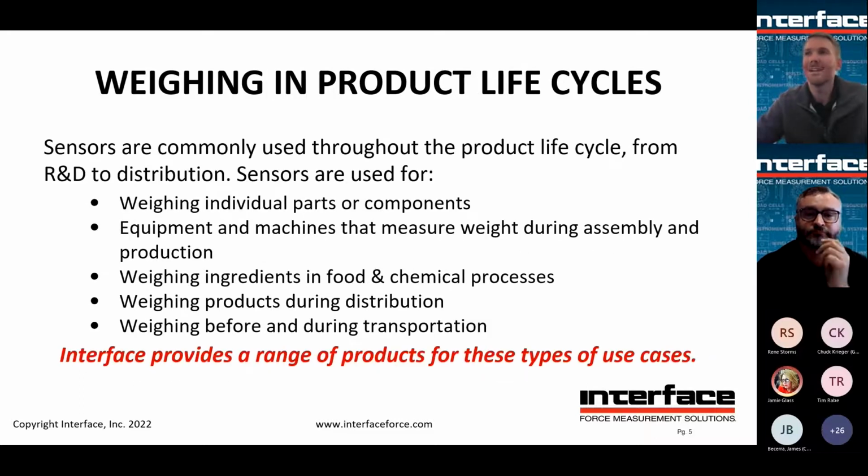So, weighing in product life cycles. Look around you. Everything you see has been weighed on average 5 to 7 times before it ever gets to the consumer. Raw materials, in-process goods, final inspection, transportation, at the grocery store, on the side of the highway, at the local farmer's market, and when you're finally done with it.